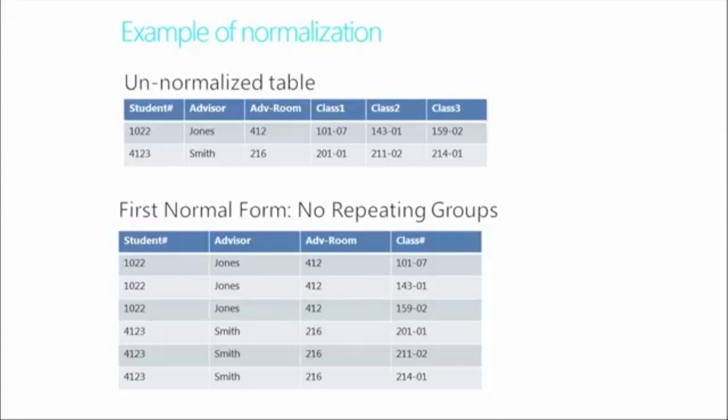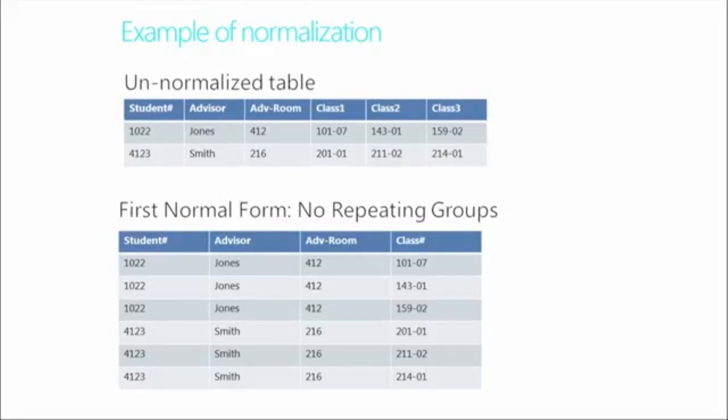All right, let's take out this table here. This table is kind of like a spreadsheet at this point, but we've got an unnormalized table. We've got a table that has student number, to be more precise, advisor, the advisor's room number, where we can find that individual. And then for student 1022, they have a class 101-07, class number 2 is 143-01, 159-02. This is an unnormalized table at this point.